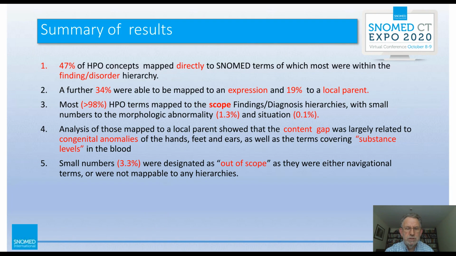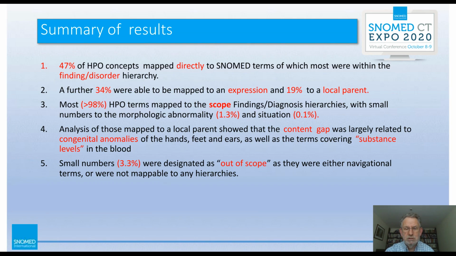So in summary of the results, 47% of HPO concepts mapped directly to SNOMED terms, of which most were within the findings hierarchy. A further 34% were able to be mapped to an expression and 19% to a local parent. Most, that is 98% of HPO terms were mapped to the scope and findings, diagnosis hierarchies, with small numbers to the morphology and situation hierarchies.